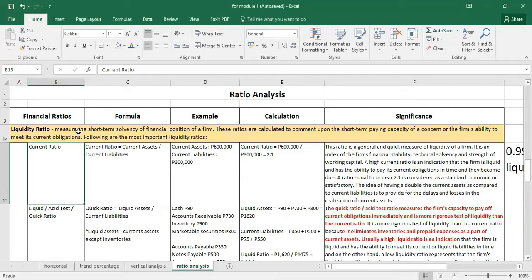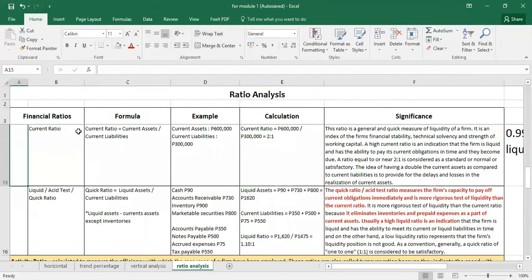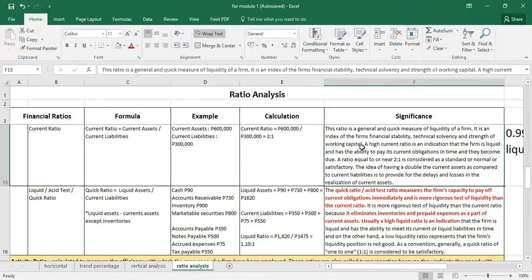Okay? So, there are two liquidity ratios na ating gagamitin. Meron tayong current ratio. To compute for the current ratio, simple lang naman siya. We must look to the current assets and the current liabilities. Current assets divided by current liabilities. So, ano ang significance ng ating current ratio? This ratio is a general and quick measure of liquidity of a firm. It is an index of the firm's financial stability, technical solvency, and strength of working capital.